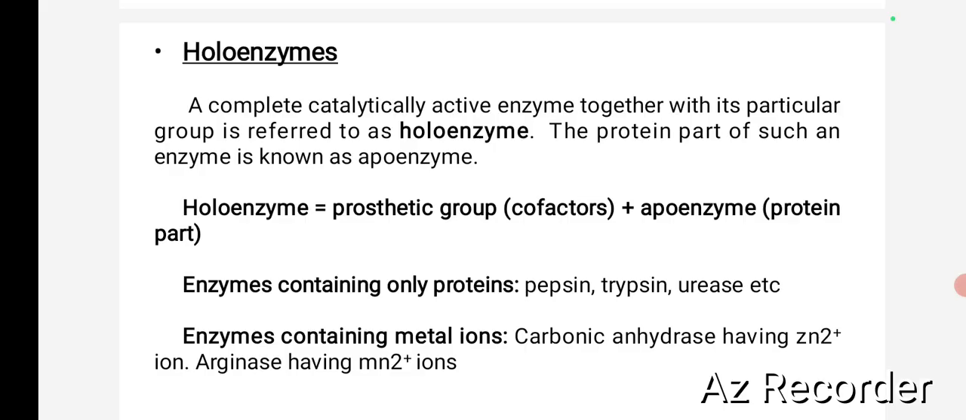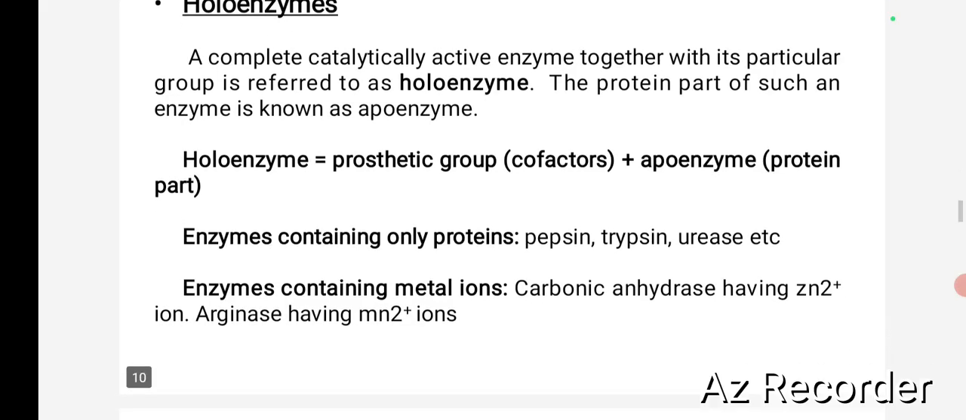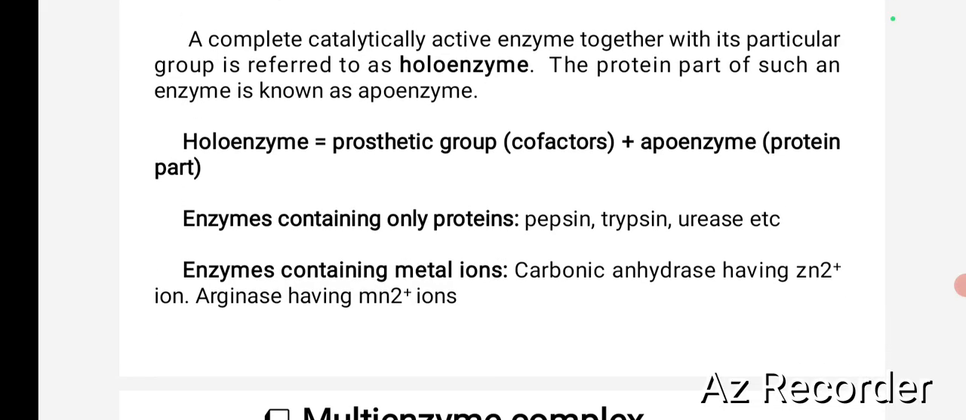Enzymes containing only protein, for example pepsin, trypsin, urease, etc. Enzymes containing metal ions, for example carbonic anhydrase having zinc 2 plus as a cofactor, and arginase having Mn2 plus ions.